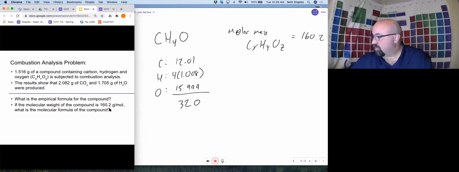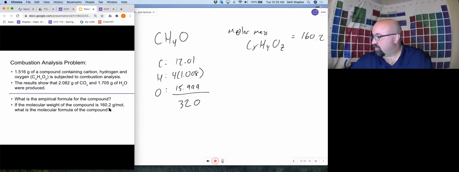So we're going to take our empirical formula here. We had 1 carbon, multiply that by 5. We had 4 hydrogens, multiply that by 5. 1 oxygen, multiplied by 5. We now have a molecular formula.